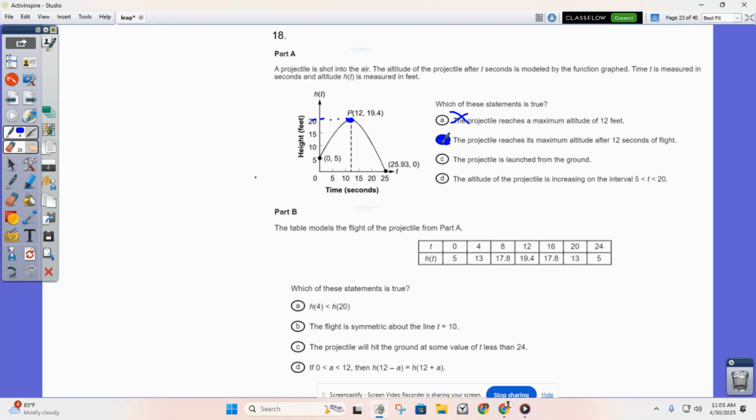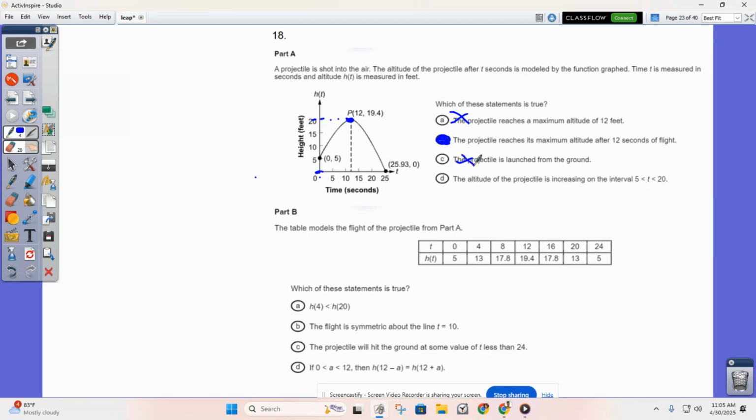Make sure you're checking every answer though. You know how sometimes they'll put those, what is the best answer? I hate those questions. But you do always want to check every answer just to make sure that you're correct. The projectile is launched from the ground. Is this one being launched from the ground? No. It's being launched from how high? Very good. Your y-intercept's your beginning point, so that's not it.